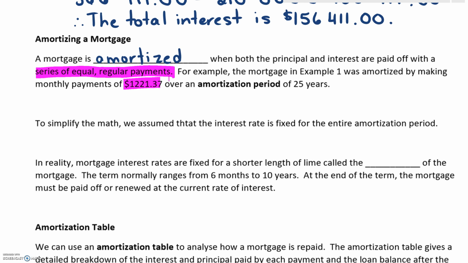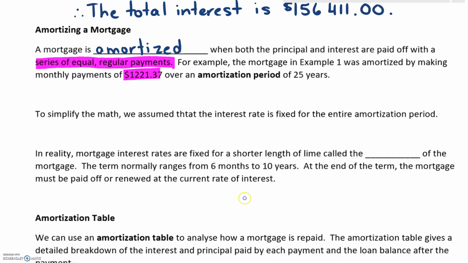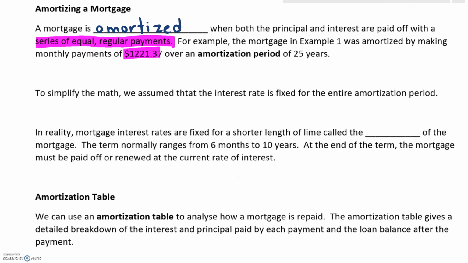So a mortgage is usually amortized because people don't typically have $210,000 just in their back pocket. So they have to take out a loan. And when you take out a loan, that's your mortgage. Now, to simplify the math, we're assuming that the interest rate is fixed for the entire amortization period. But really, in real life, mortgage interest rates are fixed for shorter length of time.